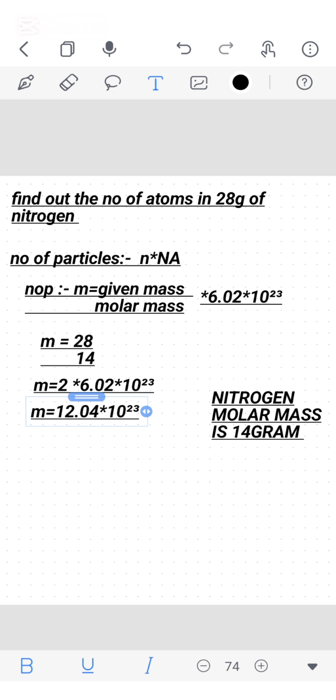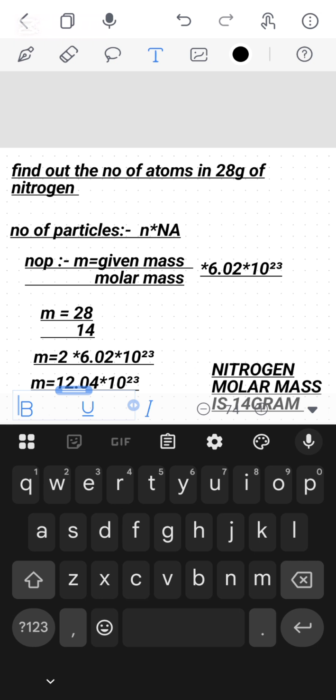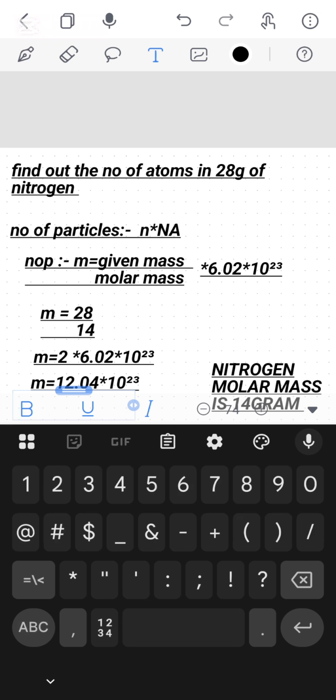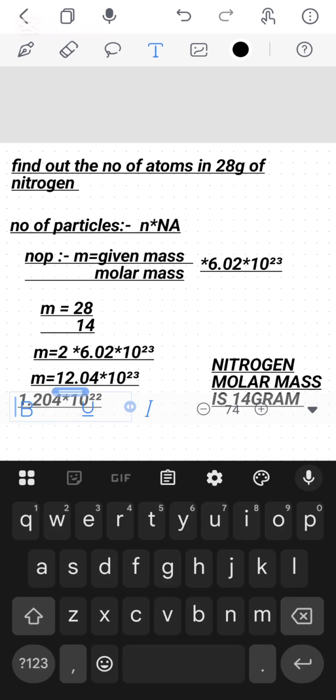Now you may see the point is coming in the middle form, so it isn't allowed in the Avogadro form. That point won't be in the middle form. We have to change the value. So if we move the point in the backward side, it will be 1.204 multiplied by 10 to the power. If we move the point in the back side, the power will increase. So 23 plus 1, it will be 24. That is how it works.